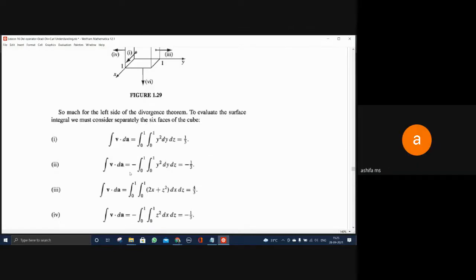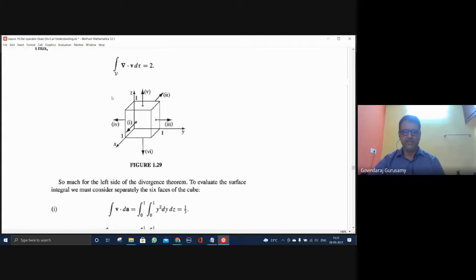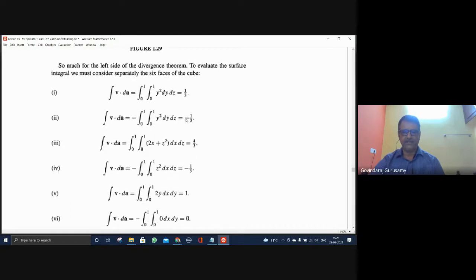V dot dA next. On the opposite side, that is the minus x direction, which is again dy dz as the surface element. It gives minus 1/3. Similar to this, same integrand, y square dy dz. Therefore, you are getting the same magnitude. It doesn't matter for us, but we should be careful, because when you multiply things, it cannot happen all the time that surfaces have equal magnitude in opposite direction. Please take care of that. That should be handled carefully.